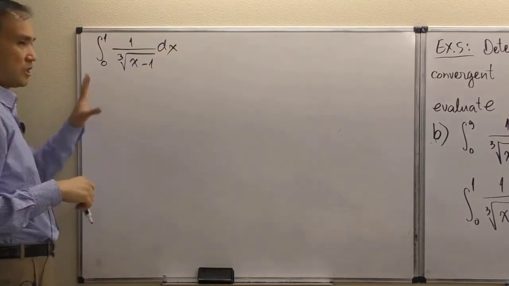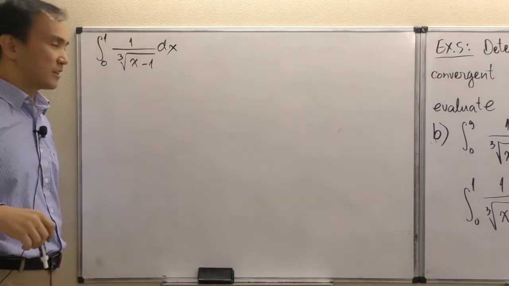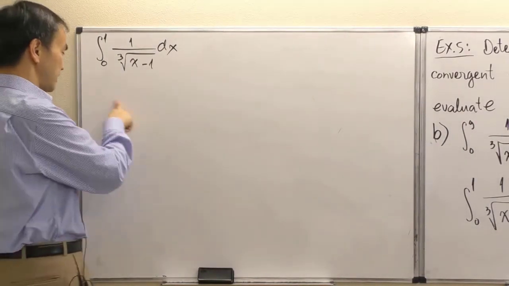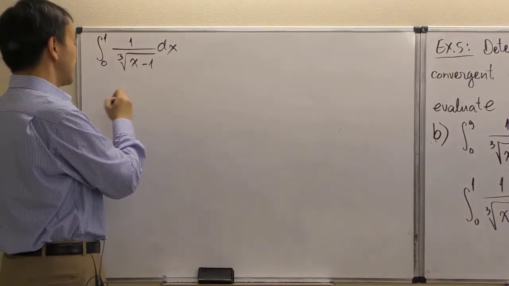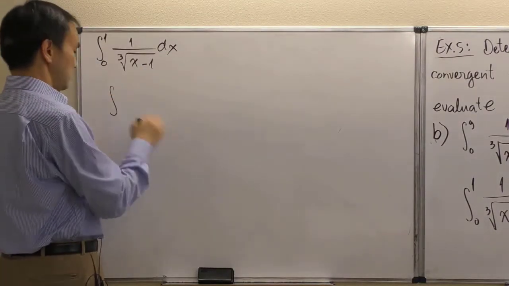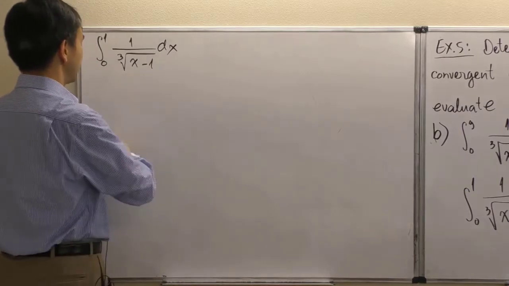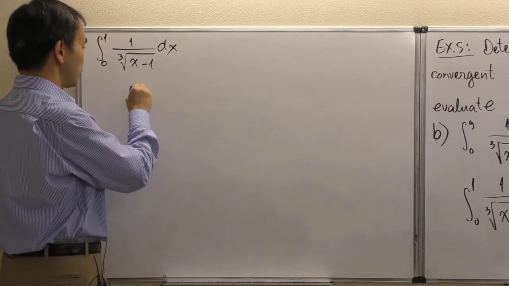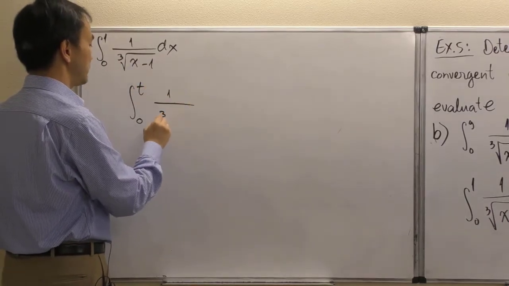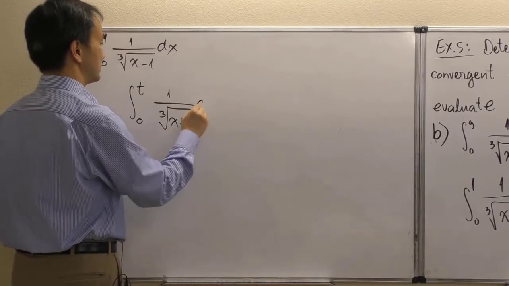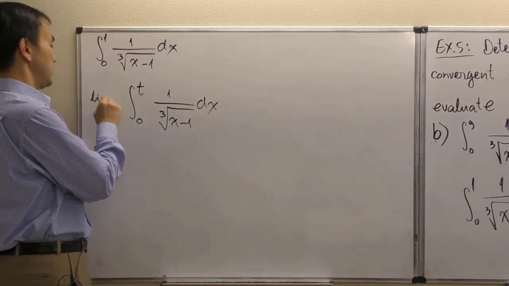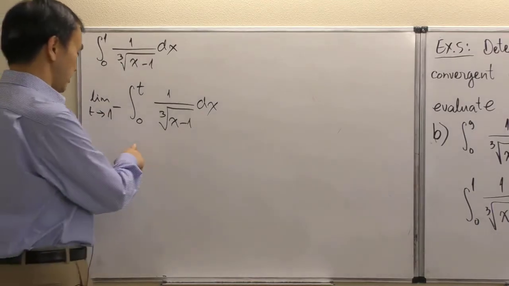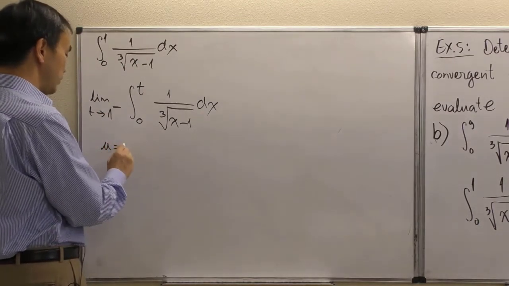This one is apparently one of the forms in A and B according to our definition just earlier. So I'm going to produce a limit. First it's a definite integral as usual from 0 to t of 1 over cube root of x minus 1, but now I'm going to take the limit as t approaches 1 from the left-hand side. I'm going to go with a little substitution rule: u equals x minus 1.